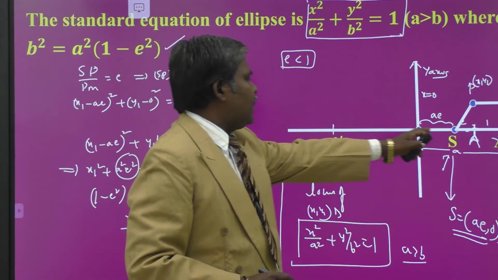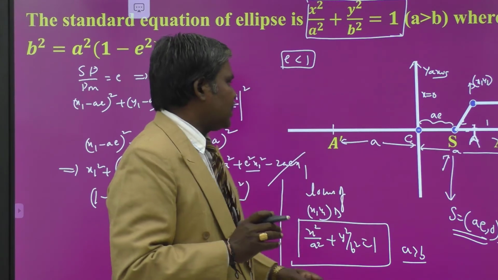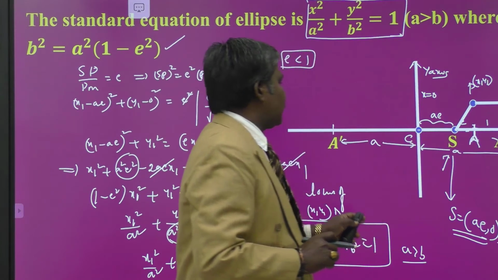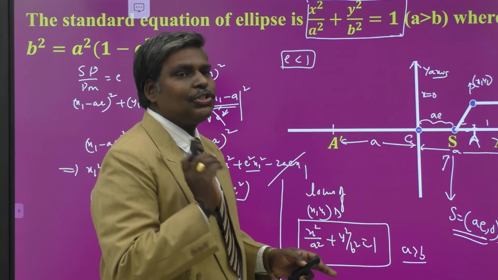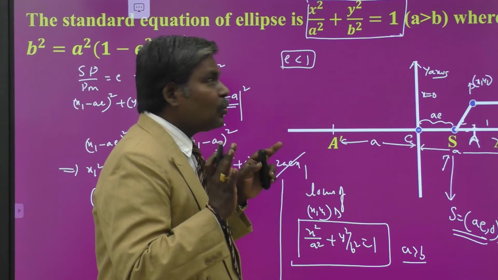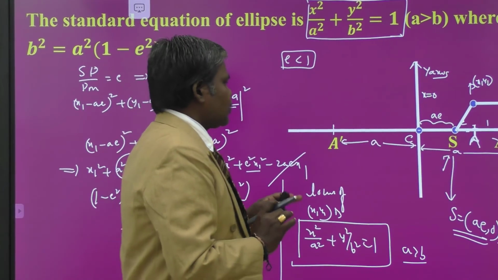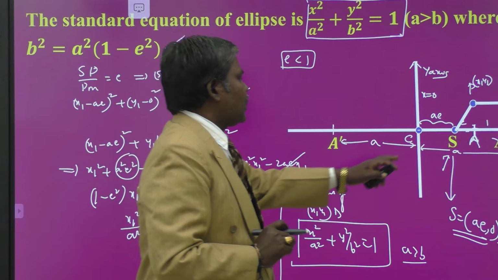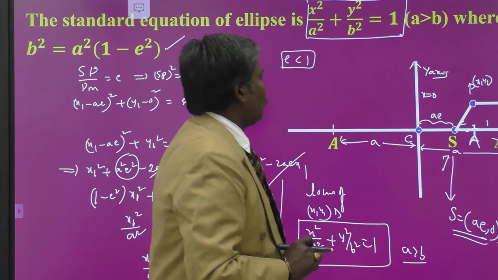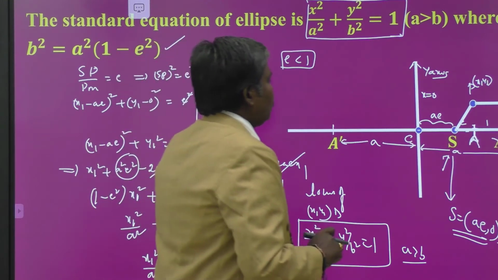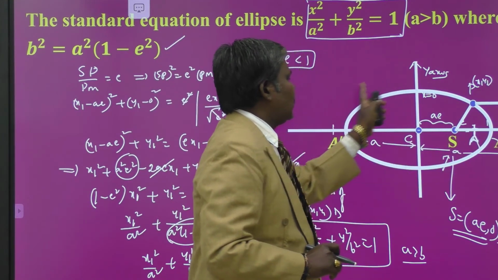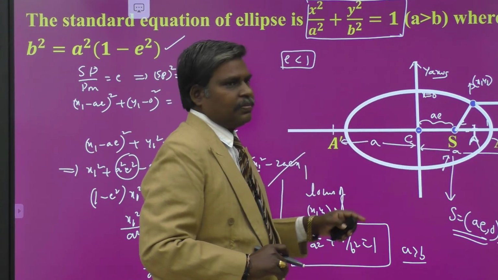A and A dash are selected on the line joining S and Z such that A and A dash divide SZ in the ratio e is to 1, one internally, the other externally. That is the crucial step in the construction of the ellipse. So you can define an infinite number of points in this manner. We obtain the locus, that is, we obtain the ellipse in this manner. This is the required equation.